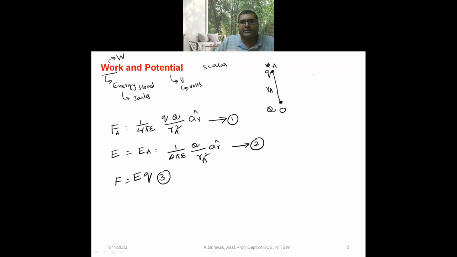Consider one more point B. Its position vector is RB. Due to capital Q, the electric field E is present in this region, and with the presence of the electric field, we are supposed to move the charge small q from point A to point B. For that, consider a differential element dl. Its position vector with respect to origin is r.